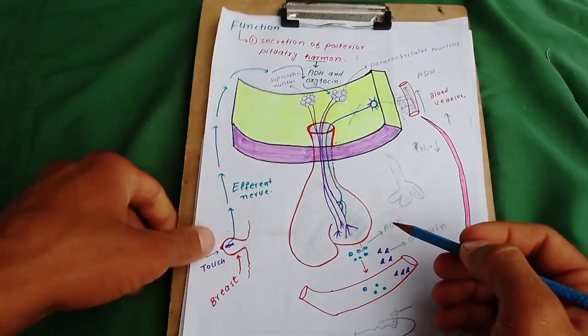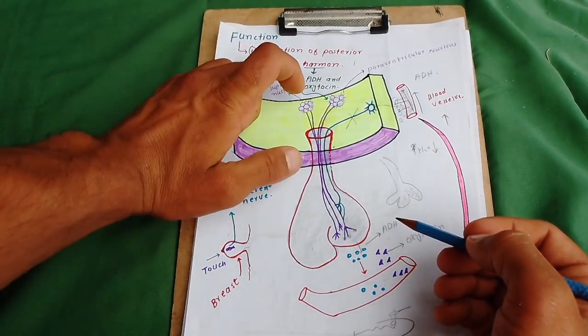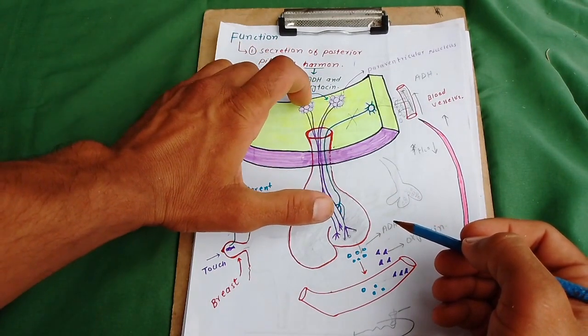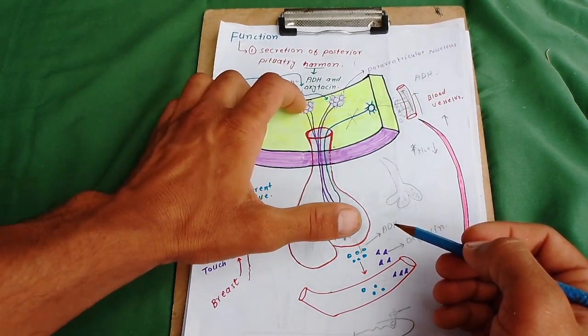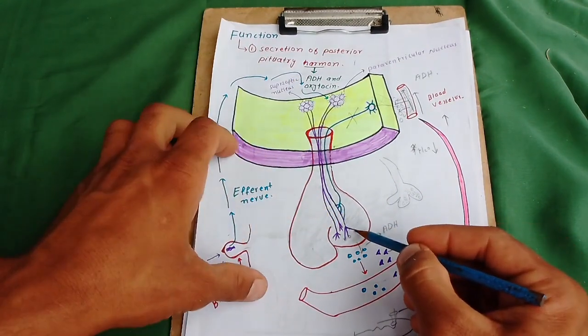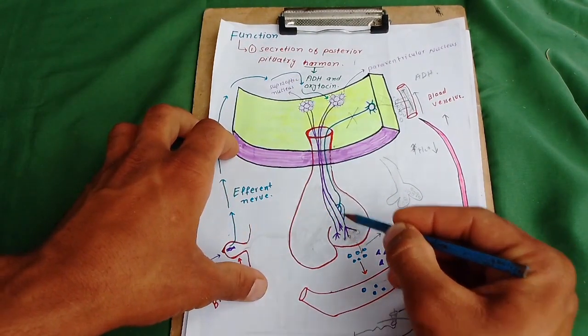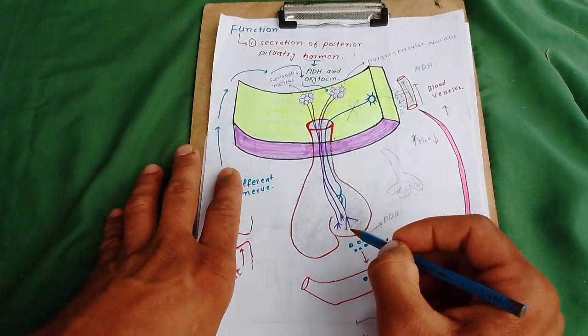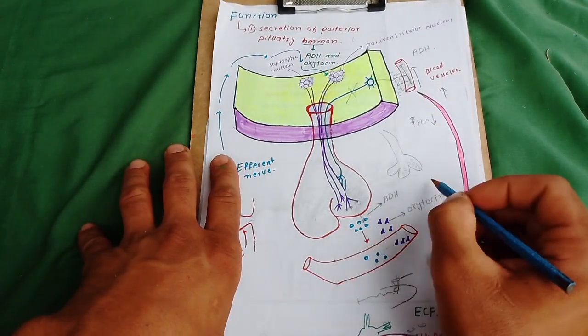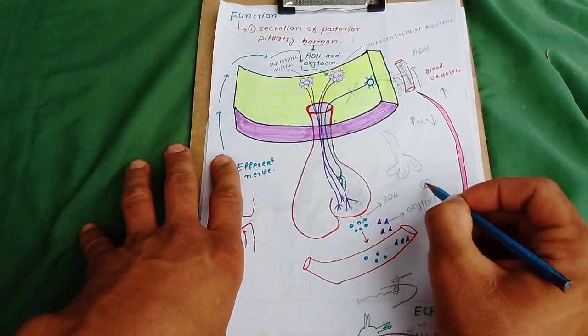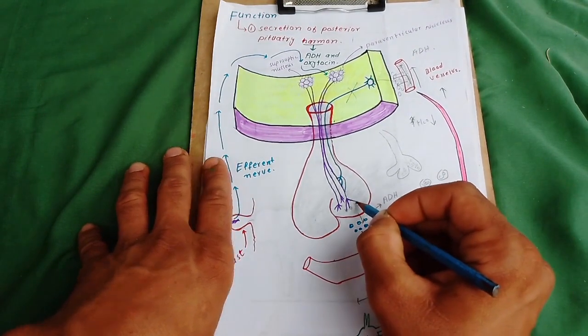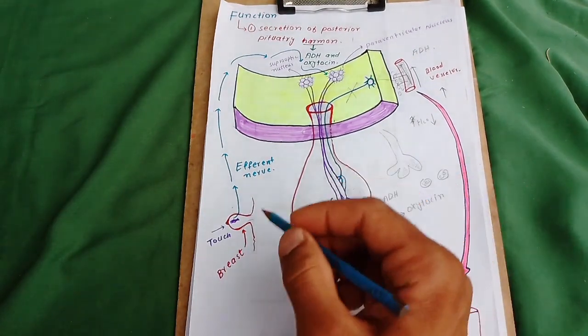Another hormone, oxytocin. As you know, oxytocin and ADH are produced by these nuclei and go down through the axon and are stored in the axon terminal of these nuclei. So these hormones are stored in a vesicle. So this is the storehouse for the ADH and oxytocin.